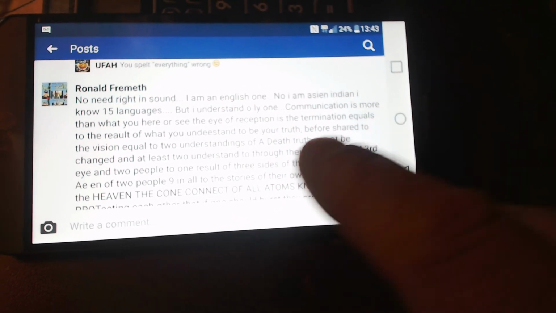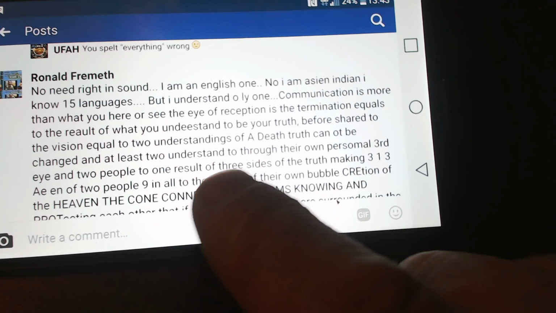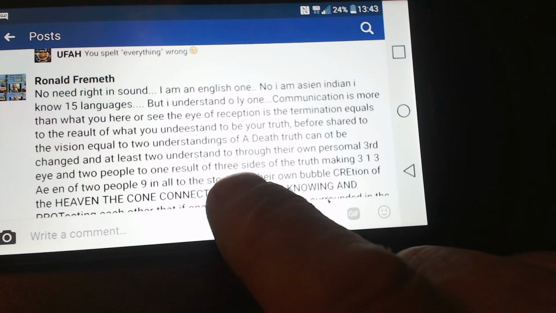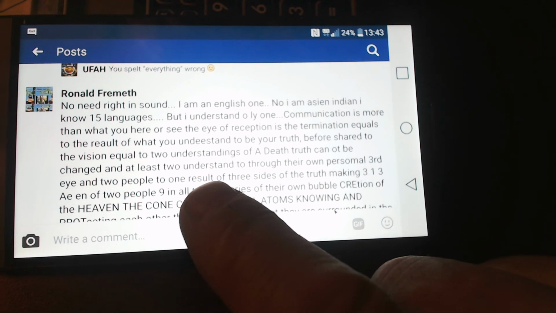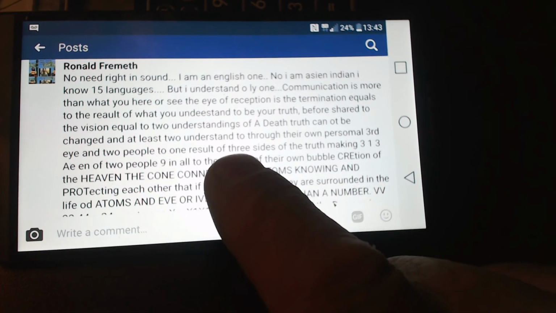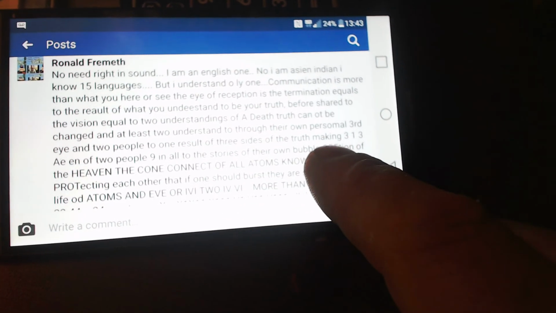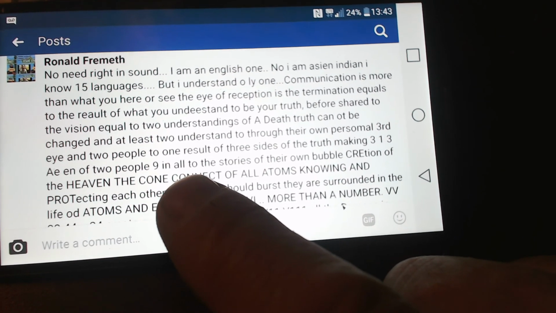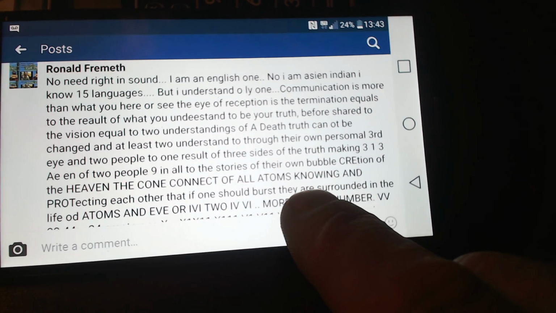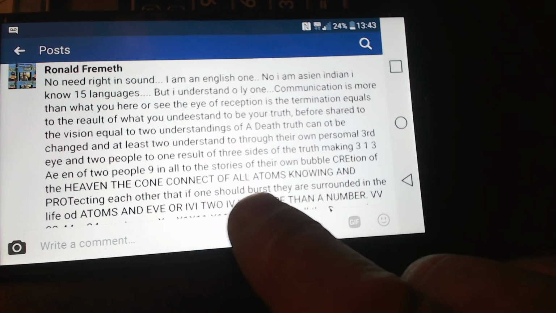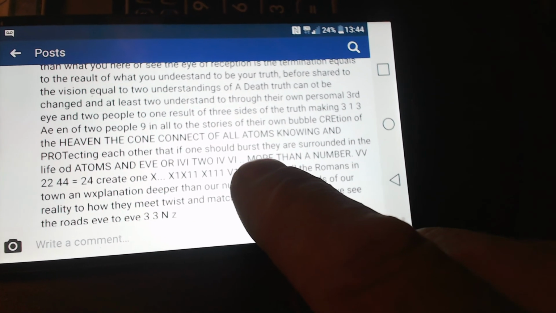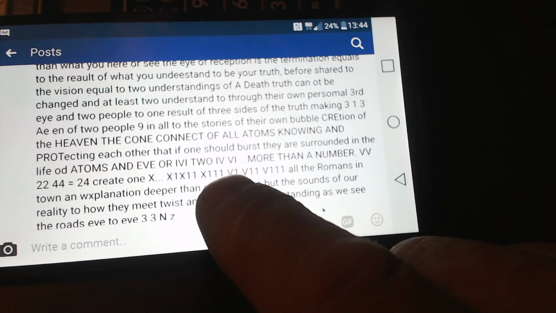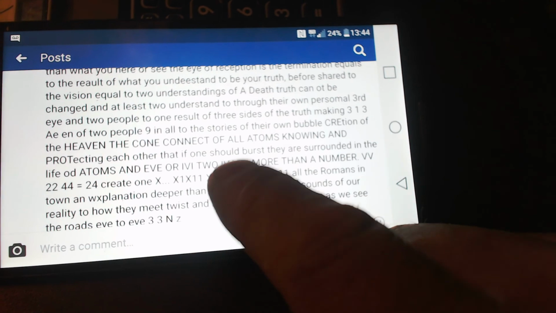Okay, but it can be changed. At least two understandings, through their own personal third eye, and two people to one result of three sides for your own understanding, making it 313, plus the two people creating the vision of the red sun and the seventh gateway to the IT system, 1 times 4, 1 plus 4, in their own story or bubble of creation between two. The cone of atoms collected in the Venus world and rehashed out inside the B world, which is the truth between everything with one that passes, the delta angle.